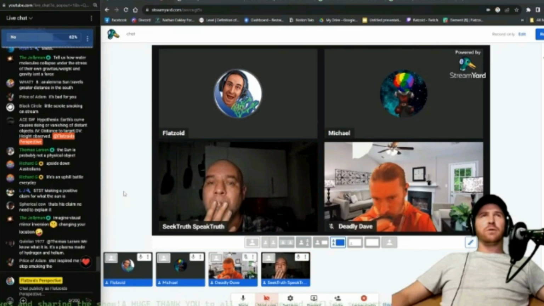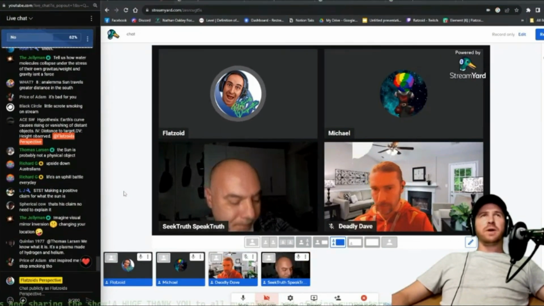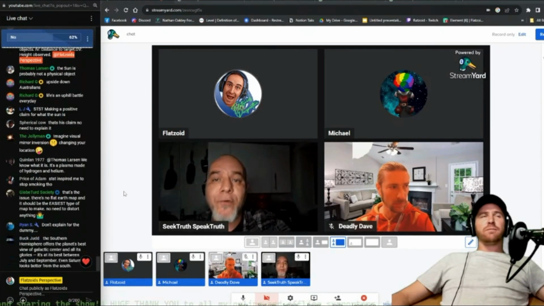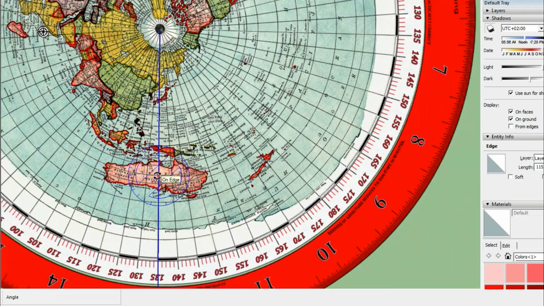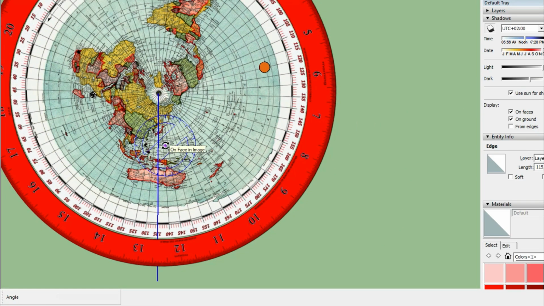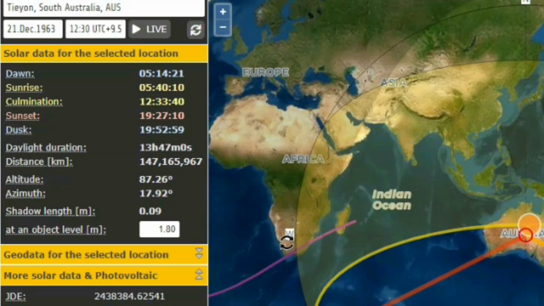So that's a claim that you're making, they're looking north. That's not true. You're correct. Somewhere in the middle of Australia, December the 21st, noon is 12:30 p.m. for this location. And the sun rises at 5:40 about. That would be here, according to the clock. Sunrise 5:40, culmination 12:33.